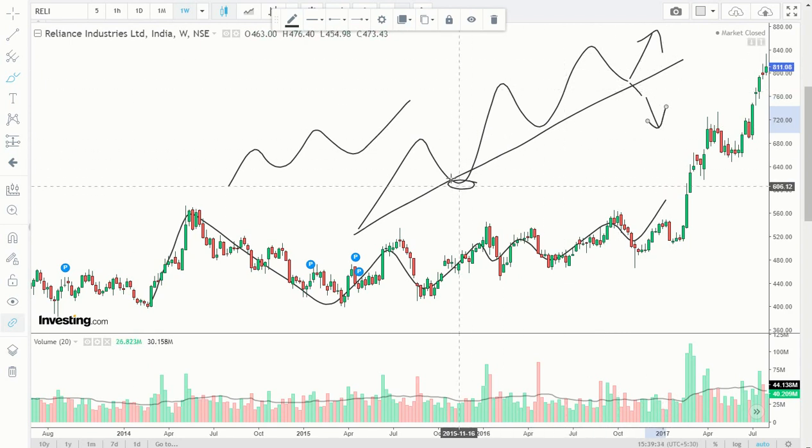They show at what point prices might reverse. So watch this video from yesterday, my Nifty short-term intraday analysis. I have posted that video in Hindi and explained this particular concept.